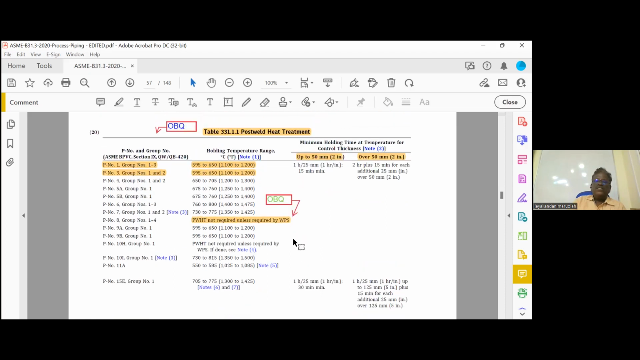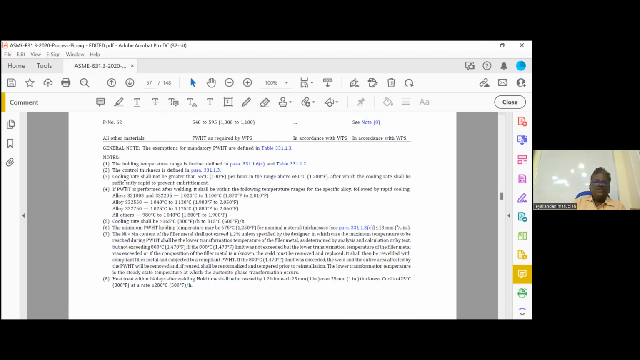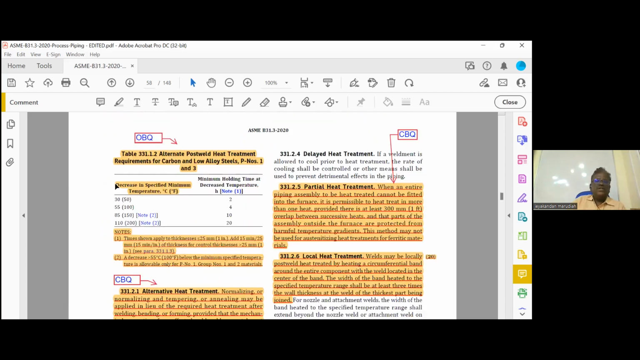Now, let us see the carbon steel. What is the carbon steel holding temperature? Minimum 1100. P3 also 1100. This P1 and P3, even the temperature you can reduce it and do PWHT. There is a next page, there is a table. You can see here alternate post-weld heat treatment for carbon and low alloy steels, P number 1 and 3.